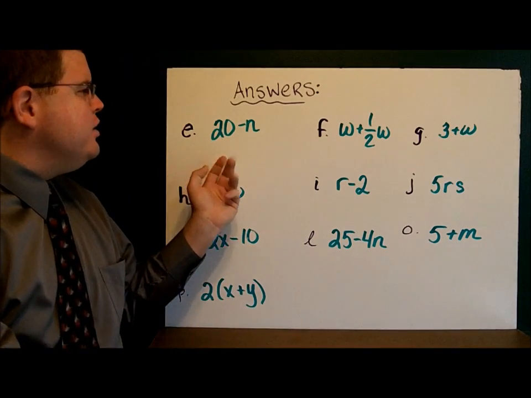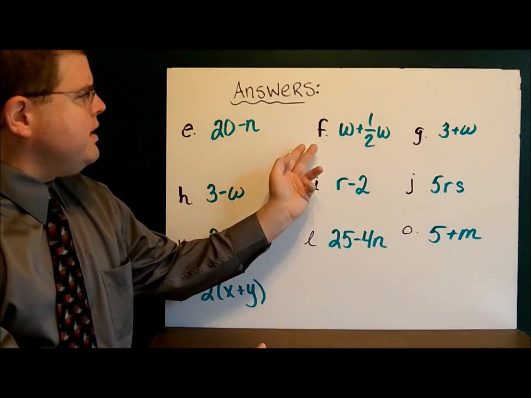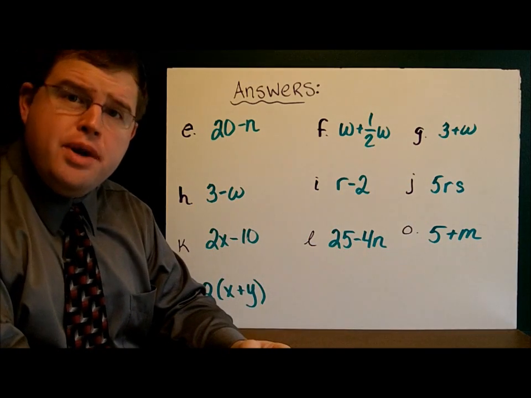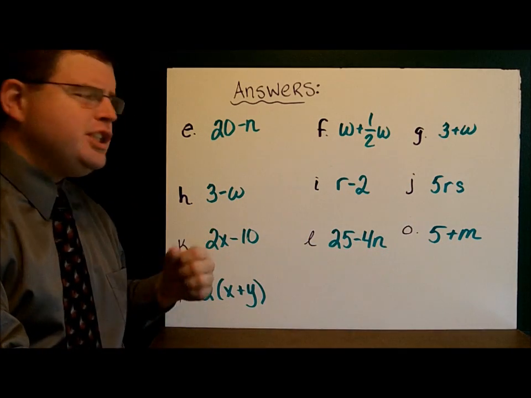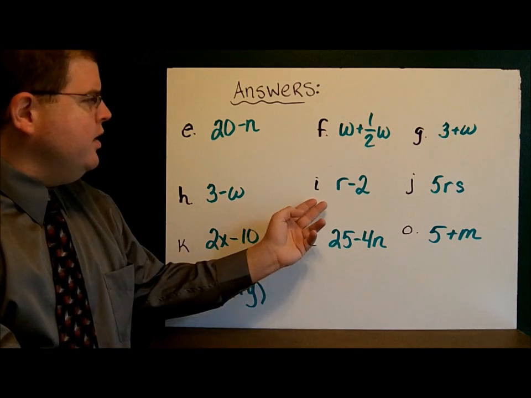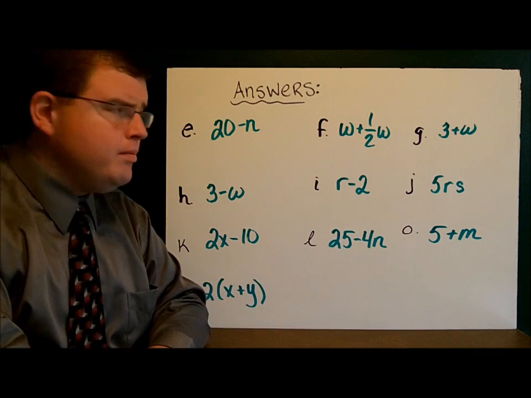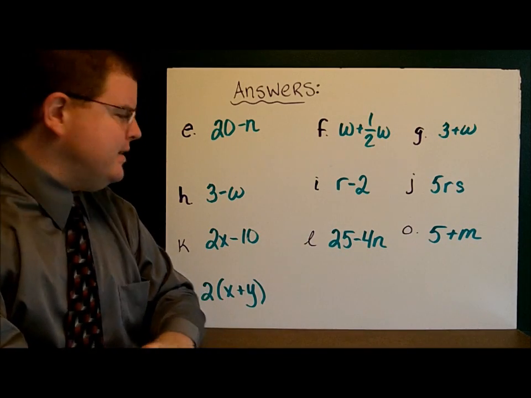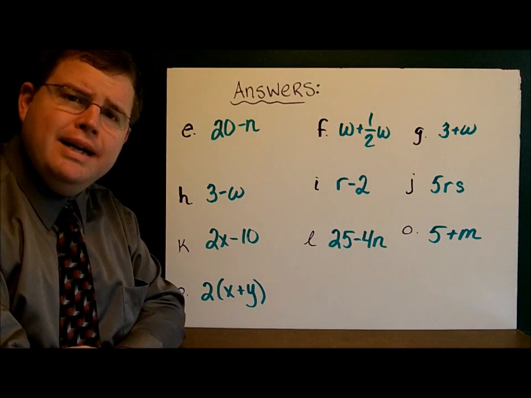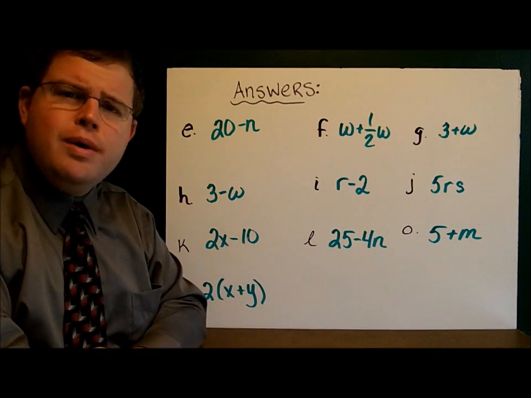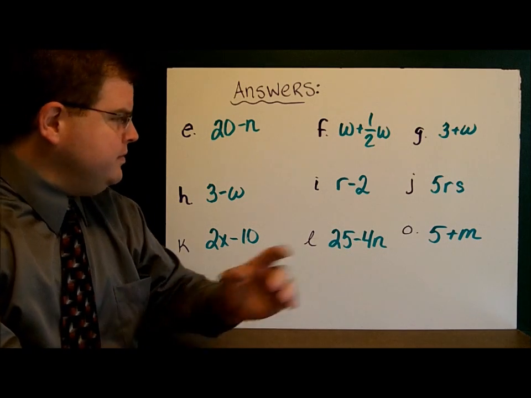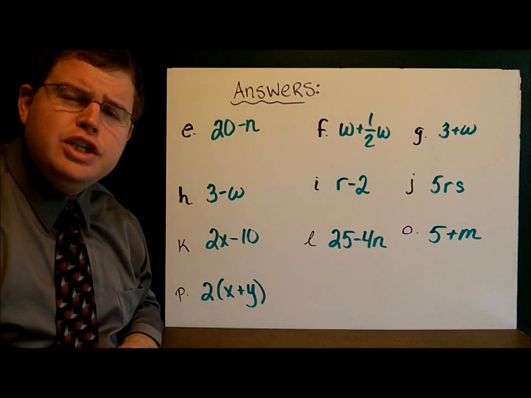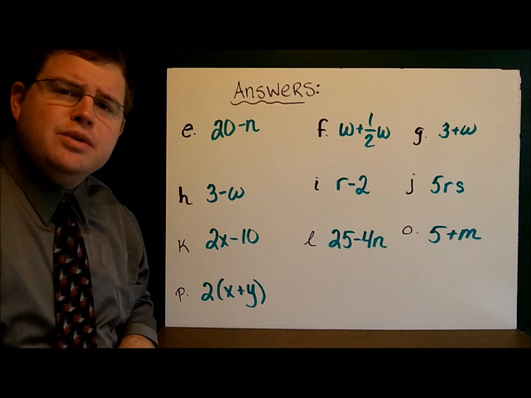We have for E, 20 minus n, F, W plus 1/2 W, G, 3 plus W, H, 3 minus W, I, R minus 2, J, 5R times S, or 5RS, K, 2x minus 10, L, 25 minus 4n, O, 5 plus m, and P, 2 times the quantity x plus y.